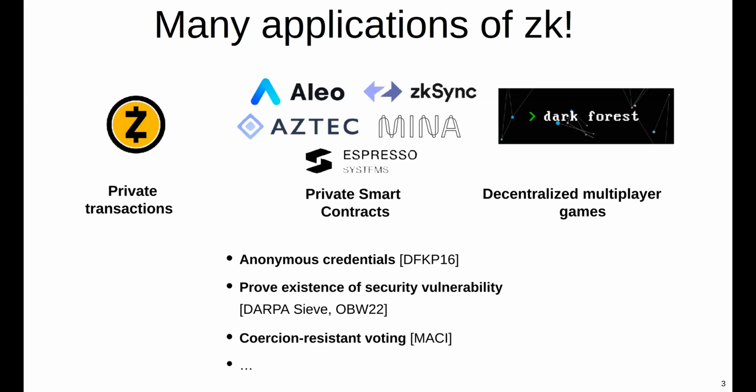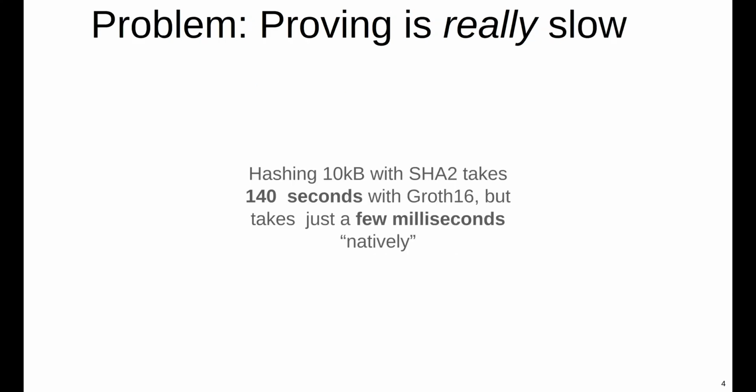But while trying to build all of these beautiful applications, we run into one bottleneck very quickly, and that is that proving is really slow, right? So, for example, trying to hash something of maybe 10 kilobytes of data maybe takes very few milliseconds to run natively on your machine, but can take over a minute based on your machine, if you're doing it naively for Groth16.